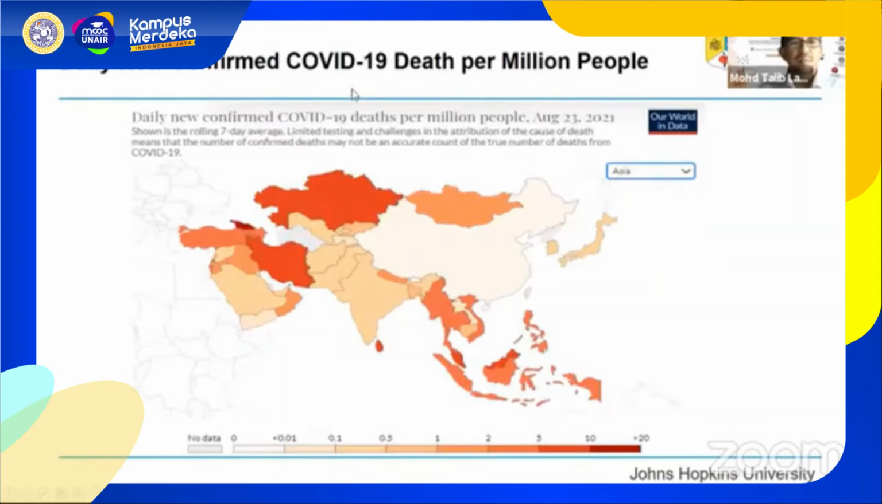This is daily confirmed COVID-19 deaths per million people. Okay, per million people in Asia. You can see that this one is daily. Iran, for example. I think this is Mongolia. And in Southeast Asia, you can see Thailand, Indonesia, and the Philippines are in a color a little bit darker compared to other countries. That also worries us.